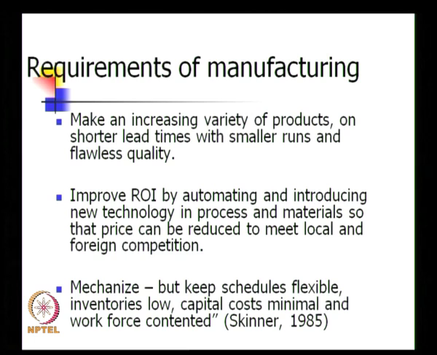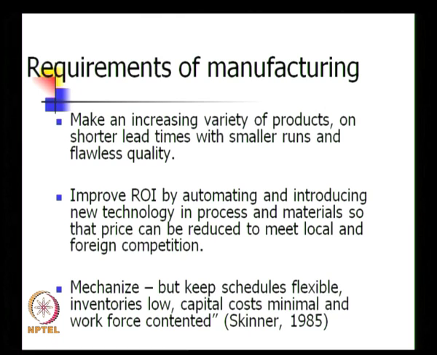Now, we have to go back to our earlier slide where we had spoken explicitly about foreign competition. So, the word foreign competition explicitly comes in Skinner's definition of the requirements of manufacturing. Now, mechanize, bring a lot of automation into the system, but keep schedules flexible. Do not keep schedules rigid, give some space for uncertainty, keep schedules flexible. Bring in a certain flexibility which can be brought in through automation and by mechanizing the manufacturing system. Keep inventories low.